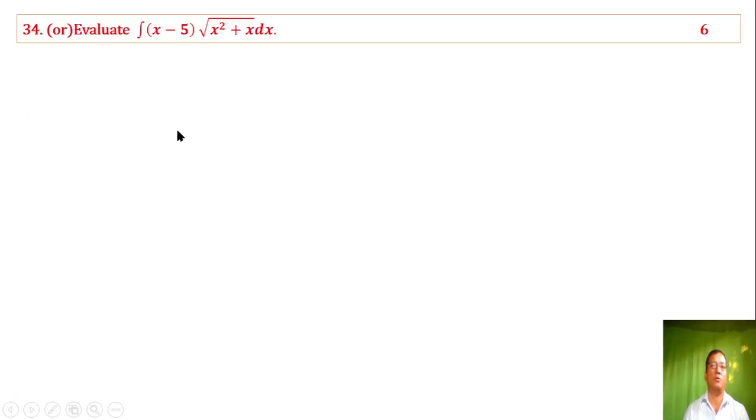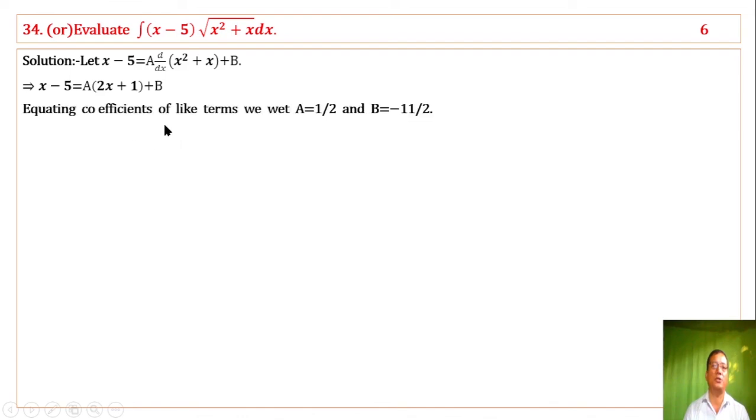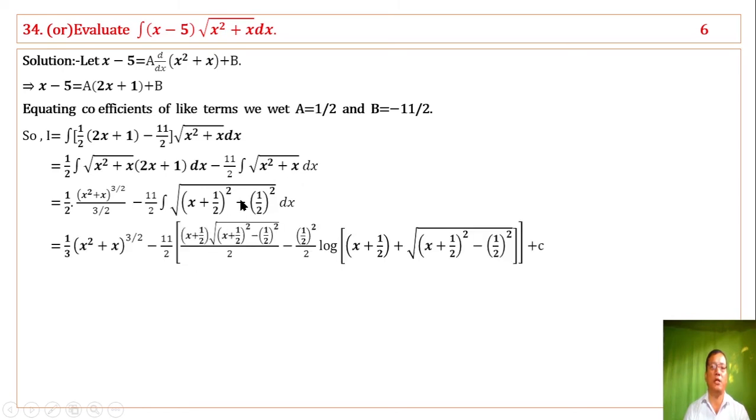34 or. Evaluate the value of this definite integral. Let x minus 5 equal to A times d by dx of x square plus x plus B. We have this, equating coefficients of like terms. We have A equal to half and B equal to minus 11 by 2. So I equals this. Put the respective values of A and B in the above expression. Resolve into two integrals. For this we have this. For this we have to put it in this form, and using the standard formula we have this. Evaluate.